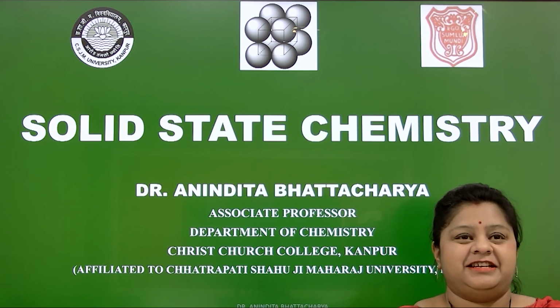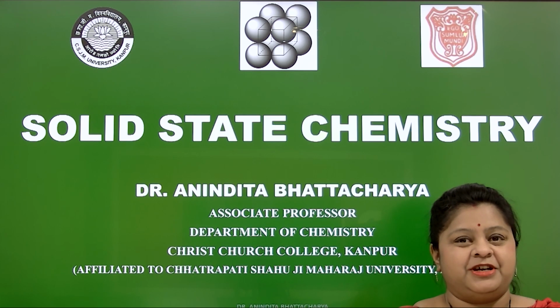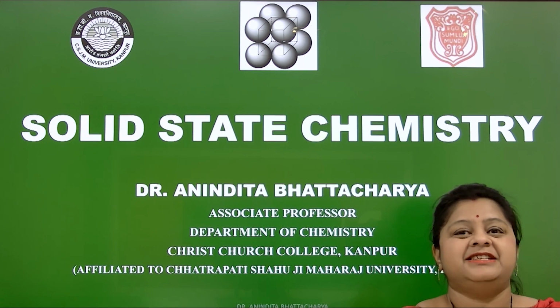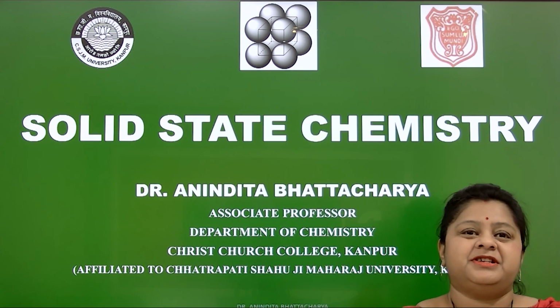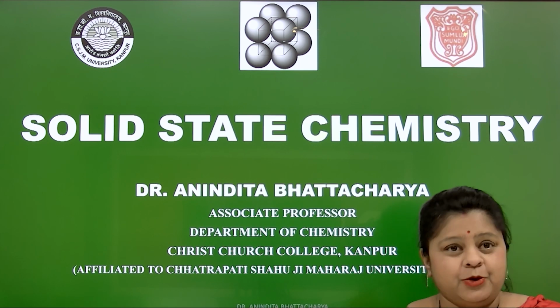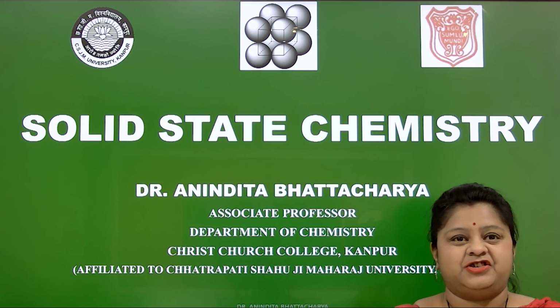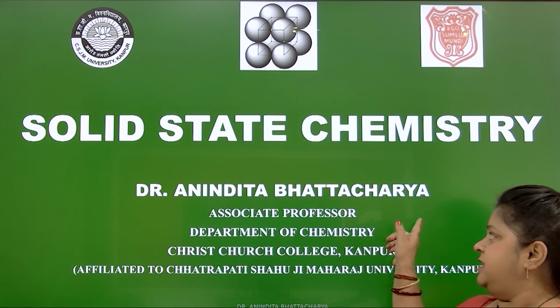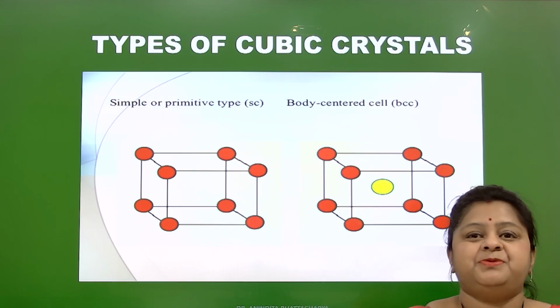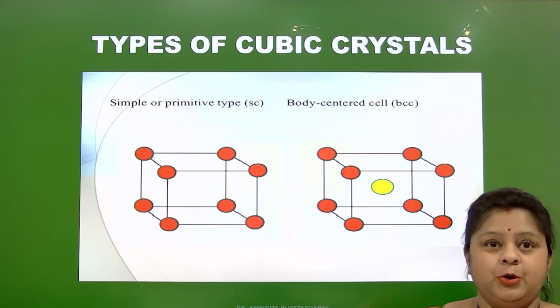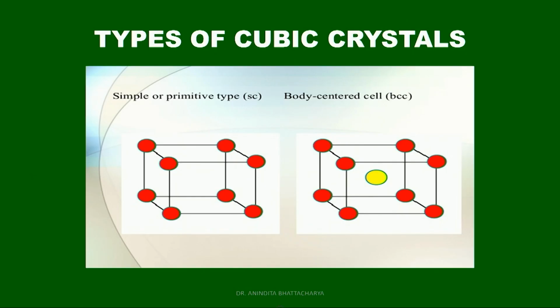Today I'll be taking Solid State Chemistry, which is Unit 4 of the BSc second semester chemistry syllabus. As we have already studied a part of it in our previous lectures, I'll be focusing on the types of cubic crystals today. We all know that there are four types of cubic crystals.